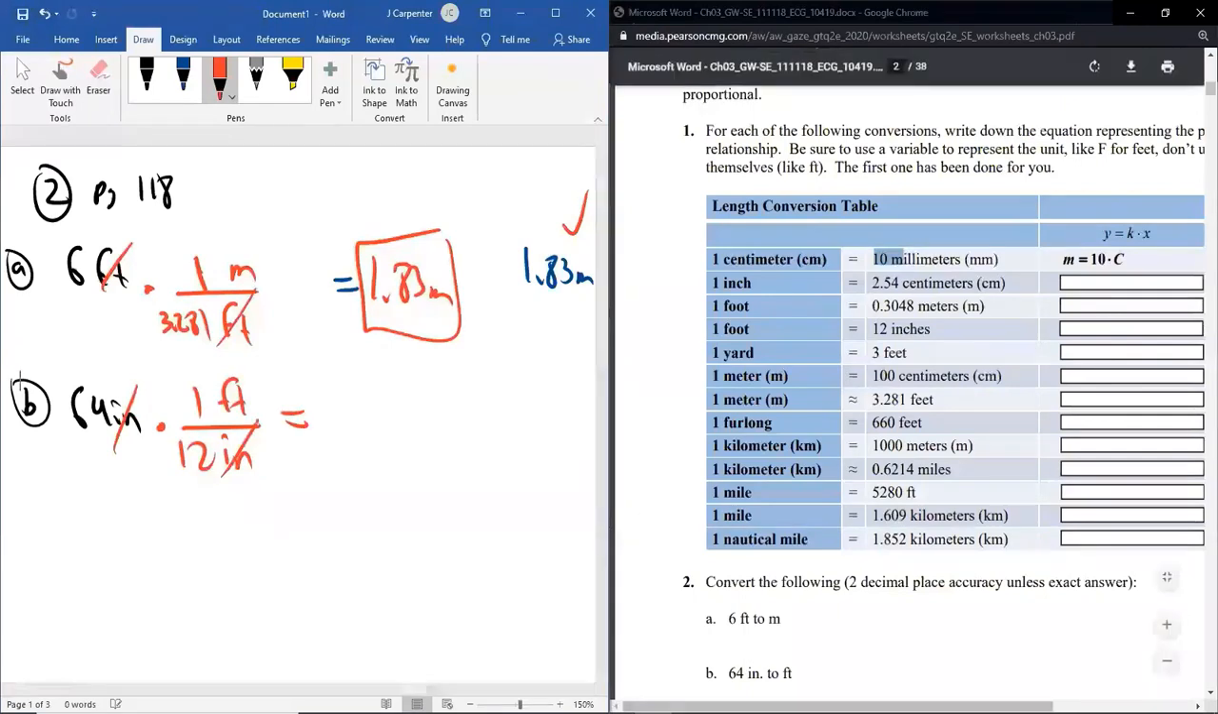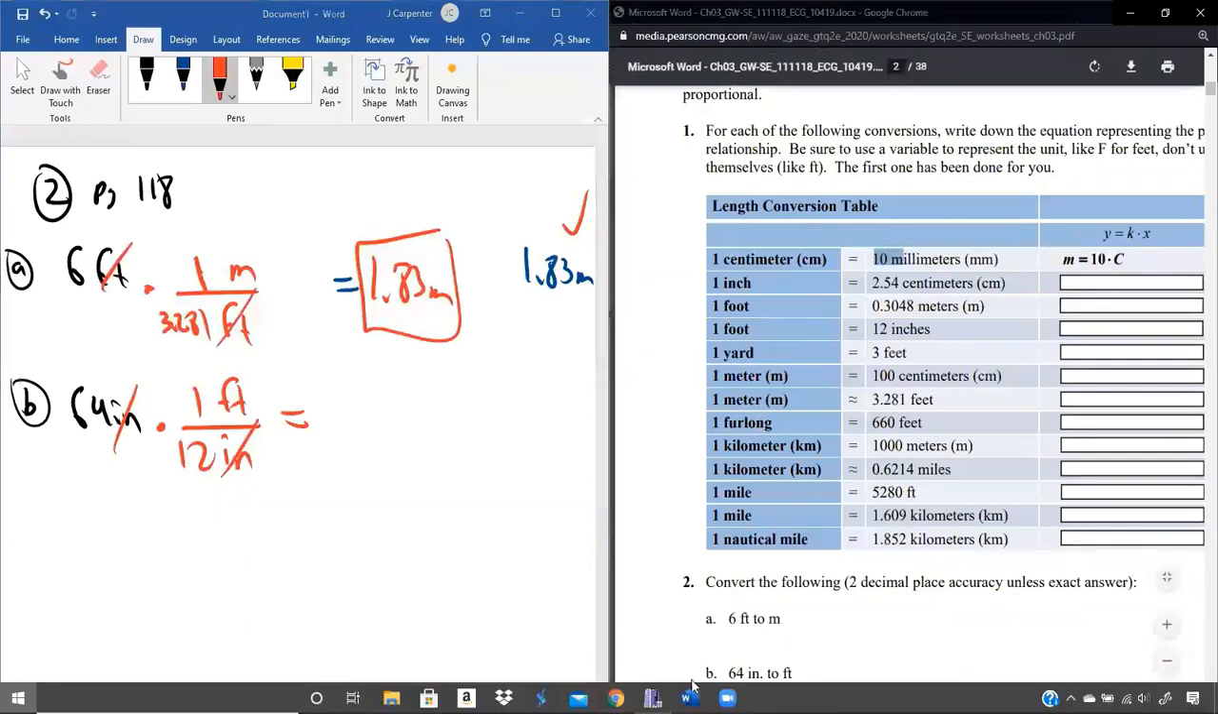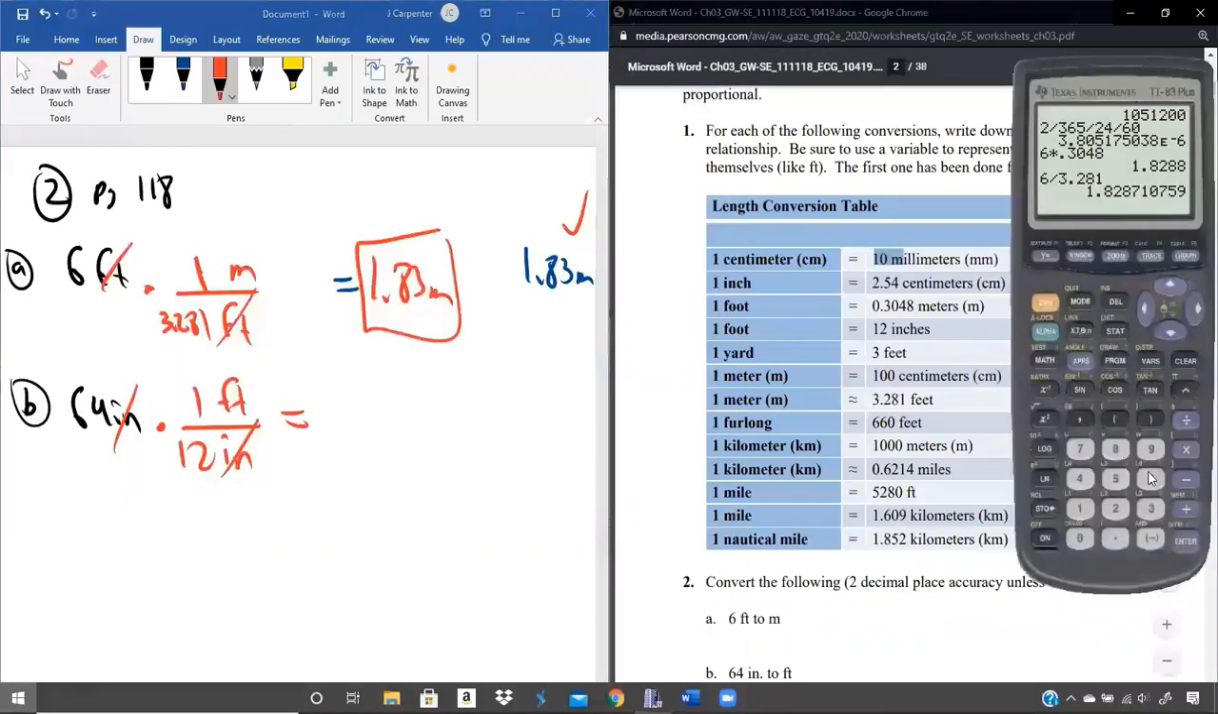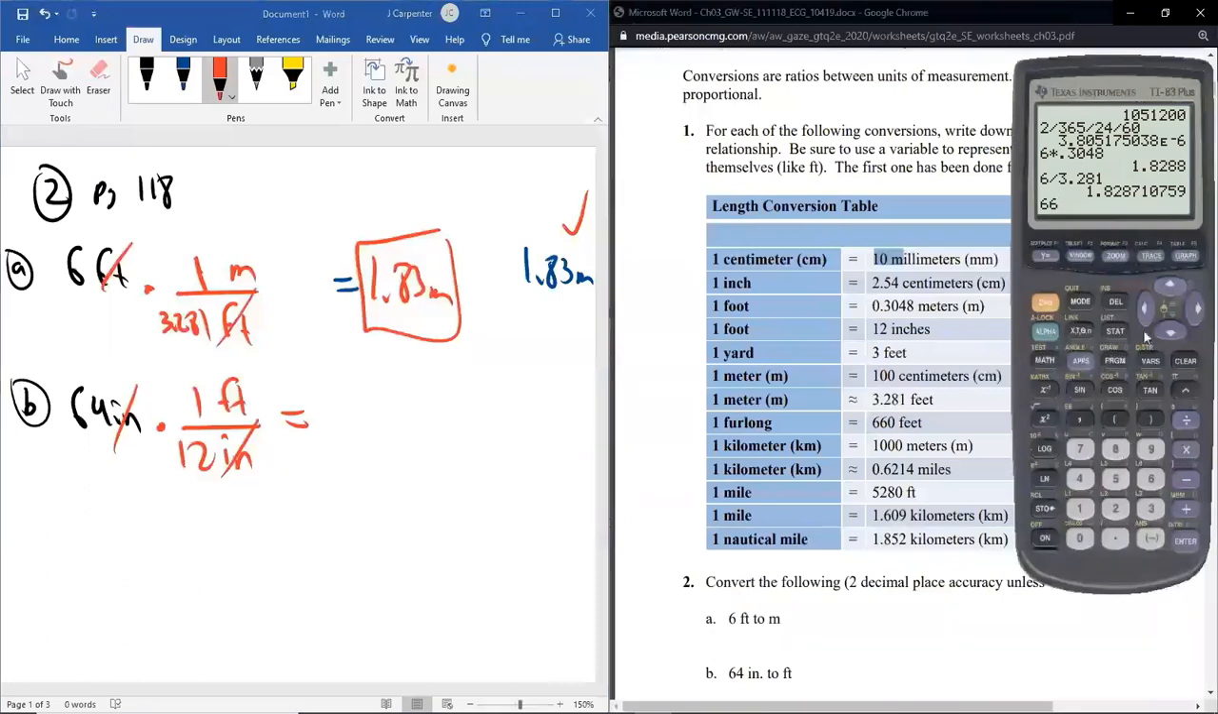So we'll want our calculator for that to make things easy. 64 divided by 12. It's like 5.3 bar, I think. Yep. So 5.33333 or 5.33. What are our units? Feet didn't cancel, so they're in feet. There we go.